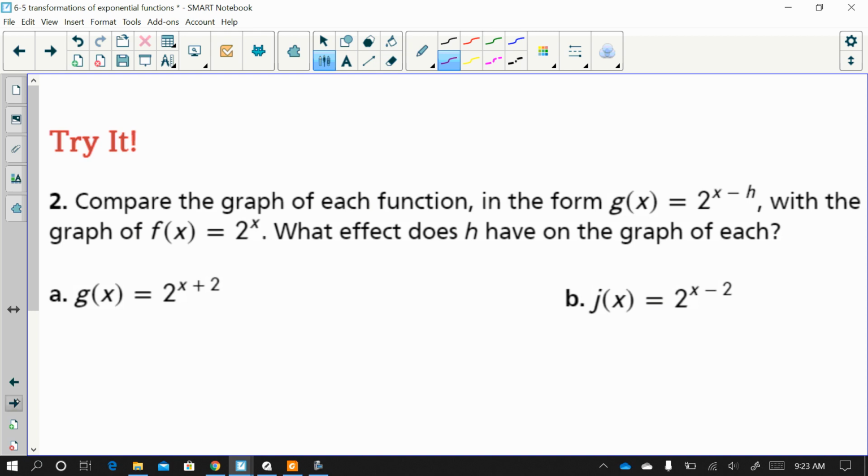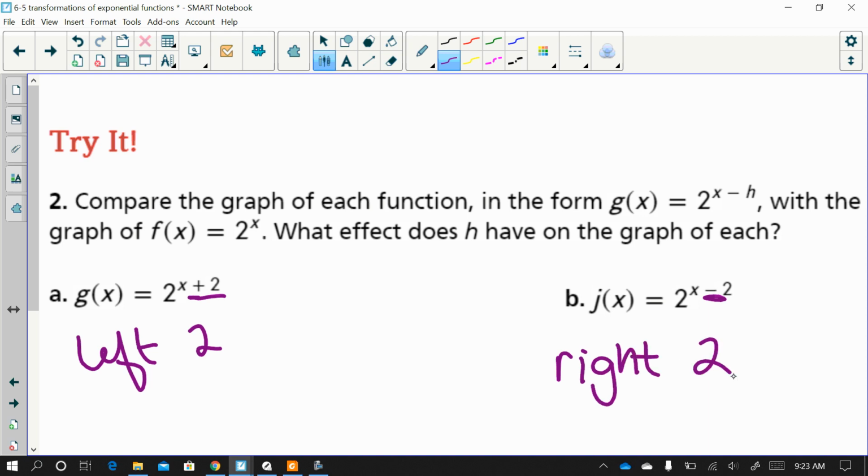So let's compare the graph of each function. Again, please pause the video and attempt these, and then let's see if you got them right. So the first one, g of x equals 2 to the x plus 2. It's with the x, so it's the opposite of what we see. So it's plus, so we say left, and it moved 2. And pause your video. j of x equals 2 to the x minus 2. Again, we're with the x, it's opposite, so right 2. That's all you need to do.